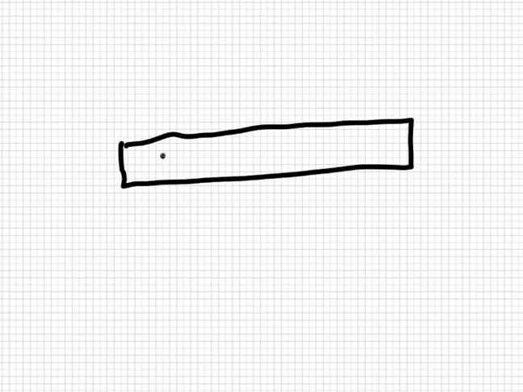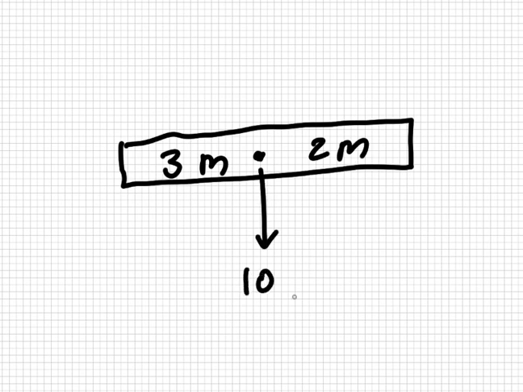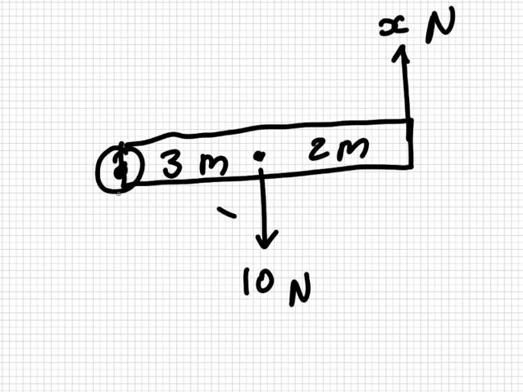Don't write that one down, but do this one for me. This is 3 meters. Here is 2 meters. This one's 10 newtons. This one here is X newtons. I want you to tell me what X needs to be so that it does not turn. Where is the turning point? Here. So tell me what X must be so it doesn't turn.